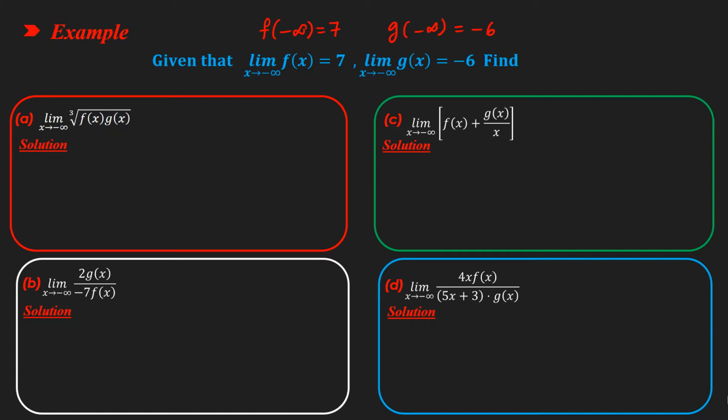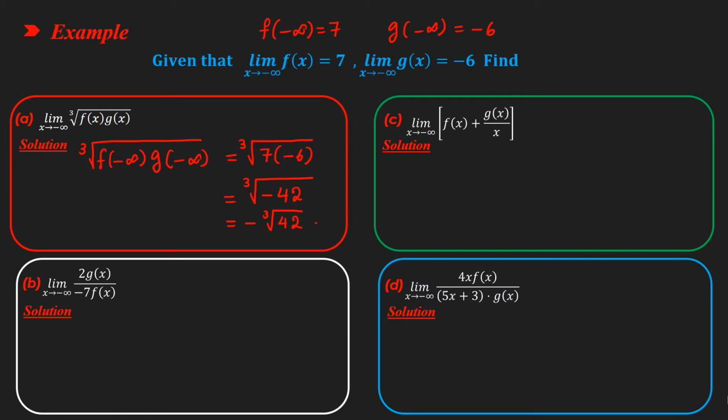Now in part A we have the limit of the cube root of f of x times g of x when x goes to negative infinity, so you have to use direct substitution. So we have cube root of f of negative infinity multiplied by g of negative infinity, which equals cube root of f of negative infinity, which is 7, multiplied by g of negative infinity, which is negative 6. This is cube root of negative 42, and we can put the negative sign out of the cube root, and this is the final answer of our limit.